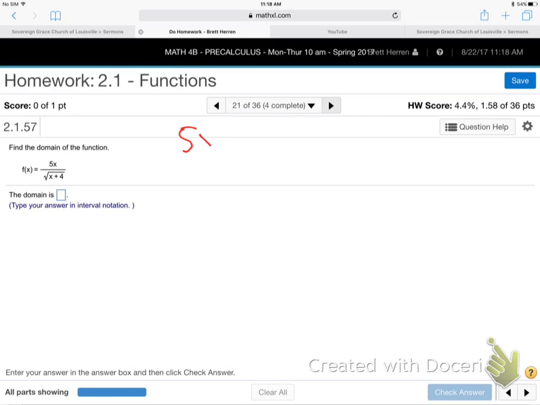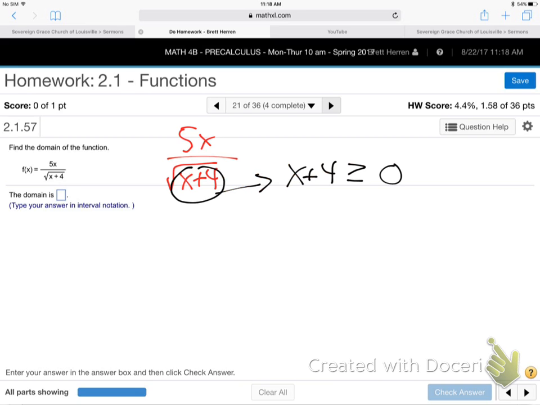Denominator. There, so 5x over square root of x plus 4. Try that one. Find the domain on that one, the allowable inputs. So we say inside, you've got to be greater than or equal to 0, but then we go, oh no, not equals though. Because it's a denominator. Is that making sense? Denominators can't equal 0. So it's just greater. So it's x plus 4.